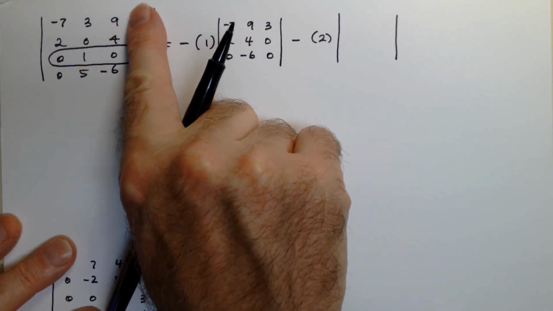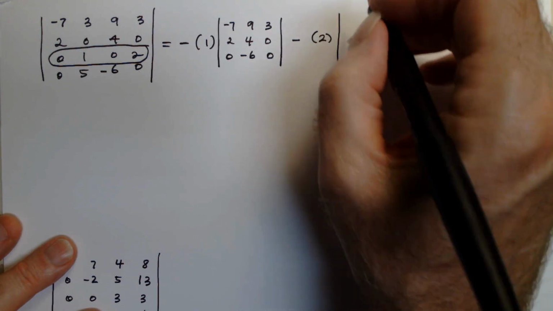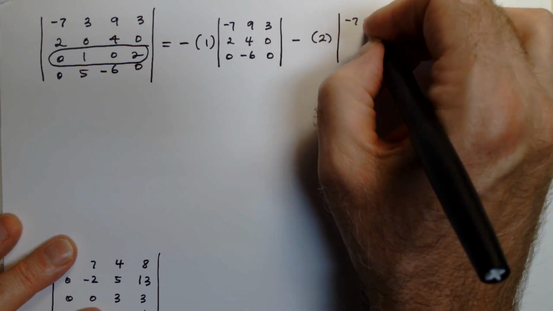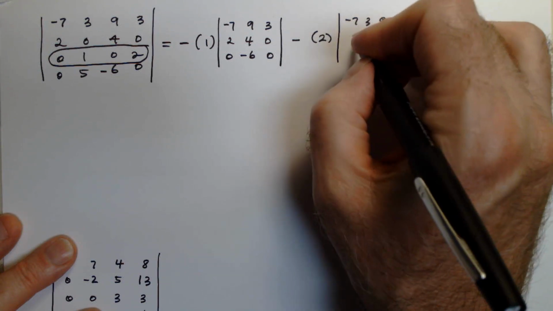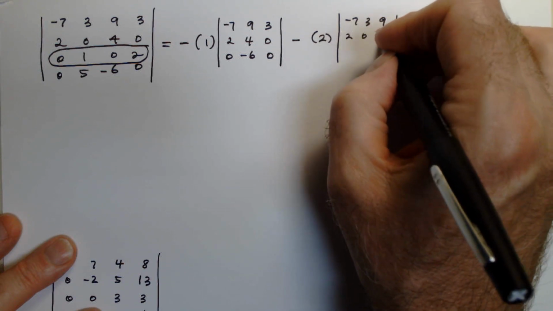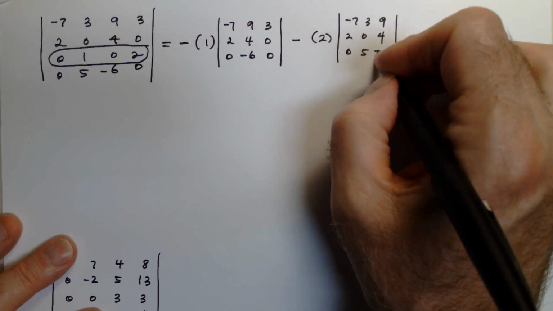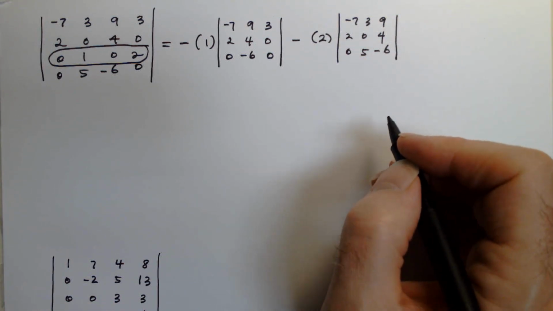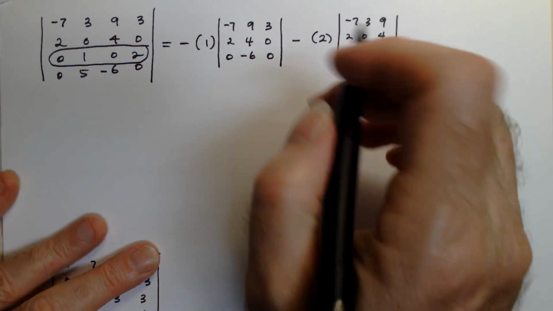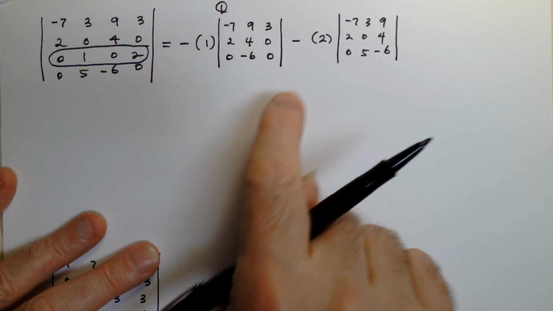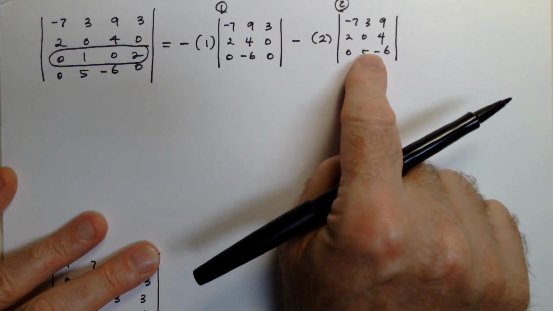So again, we have to eliminate that column and a row, so we'll have -7, 3, and 9, 2, 0, and 4, and 0, 5, and -6. Okay, so we have 2 calculations still to do. Let's call this calculation 1. We have to get the determinant of this 3 by 3 matrix, and we'll call that one calculation 2. We have to get the determinant of that 3 by 3 matrix.